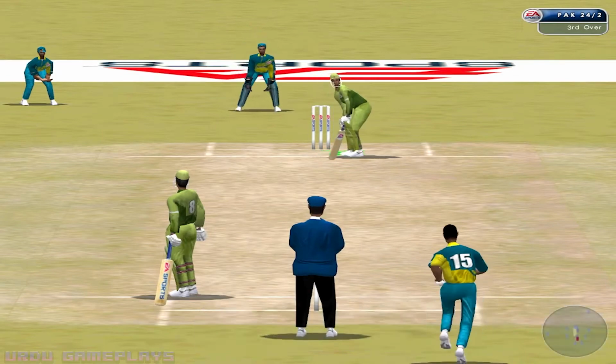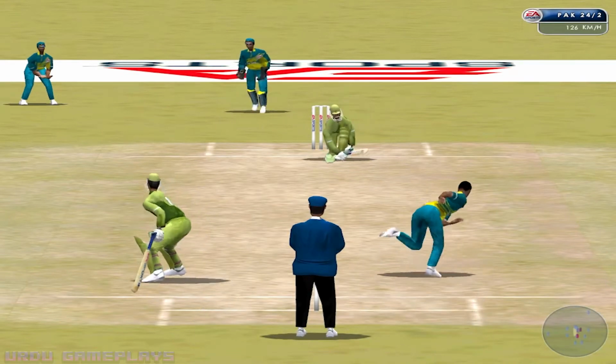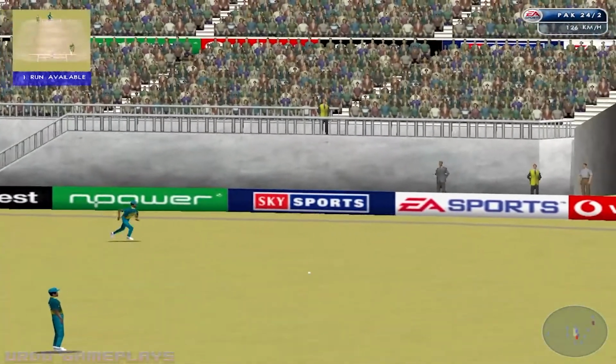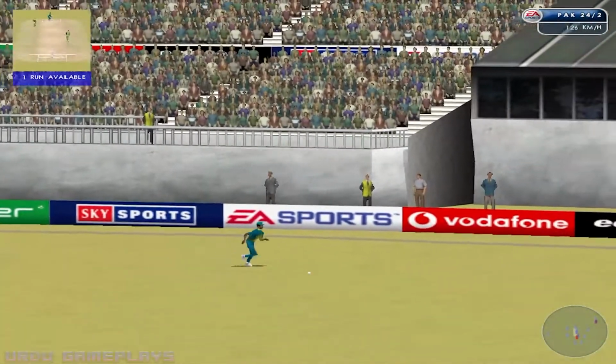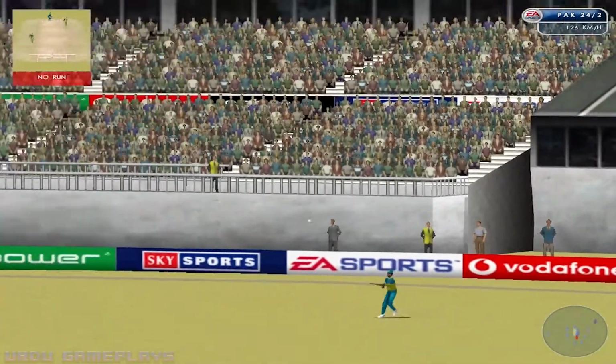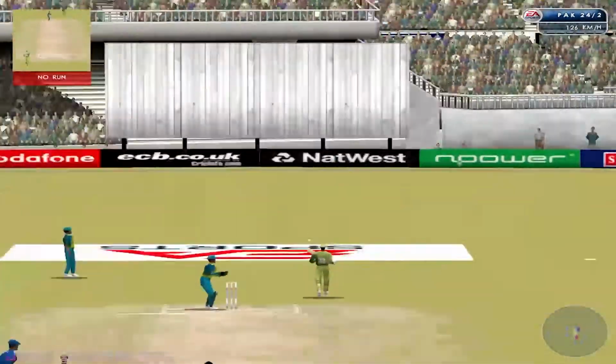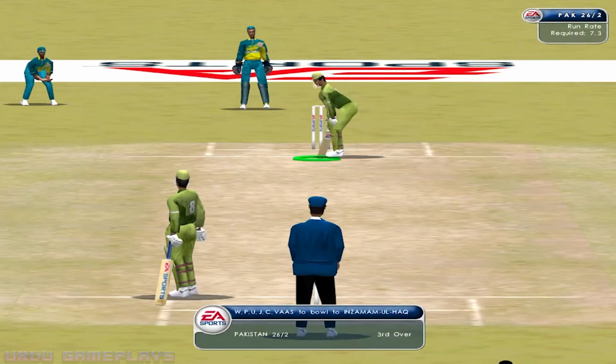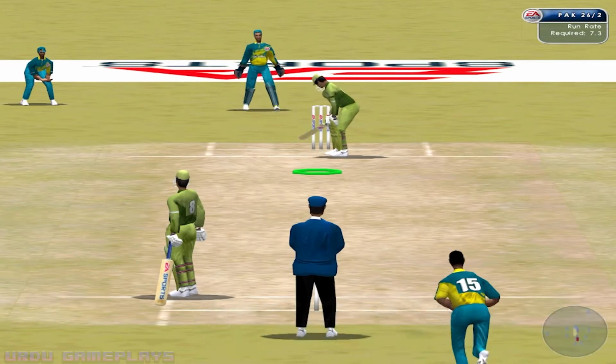The fielding restrictions provide the opportunity for attacking batsmen to score some fast early runs. Thus, to bowl to Inzamam-ul-Haq. The required run rate is around 7 an over. Played into the gap. Inzamam-ul-Haq moves into double figures with those runs. Batsmen are coming back for 2. Thus, continues.